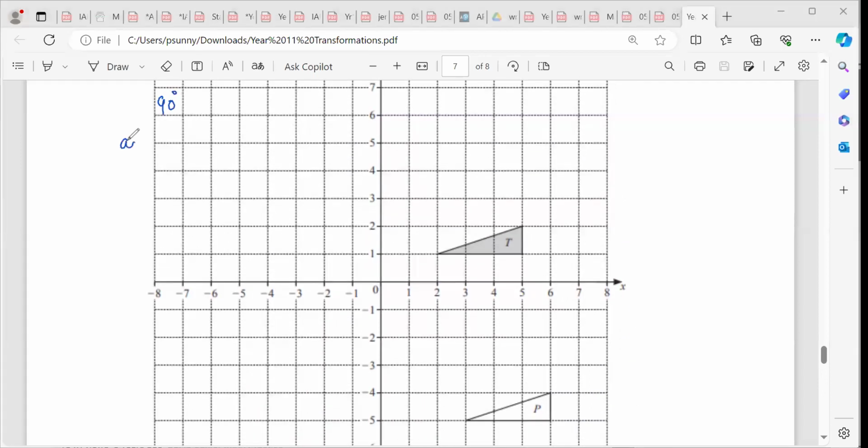90-degree rotation anti-clockwise. It's not about the origin, it's about 6, 0. So 6, 0 is over here. And I label this A, B, C.